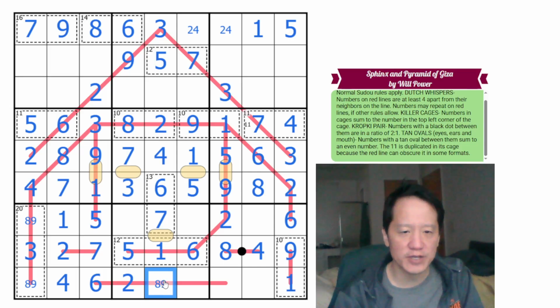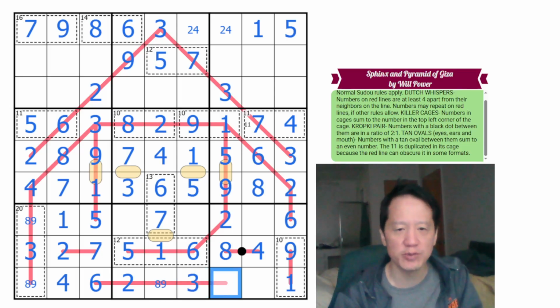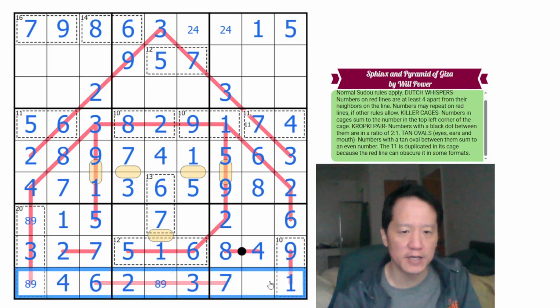8 or 9 can be next to 1, 2, 3, 4, or 5 on a Dutch whisper line. 1 and 5 are ruled out. 2 and 4 are ruled out, so this must be a 3. So this is 3. 3 can be next to 7, 8, or 9 on the Dutch whisper line. And this can't be 8 or 9, so this must be a 7. Okay, so the remaining digit in row 9 is a 5.